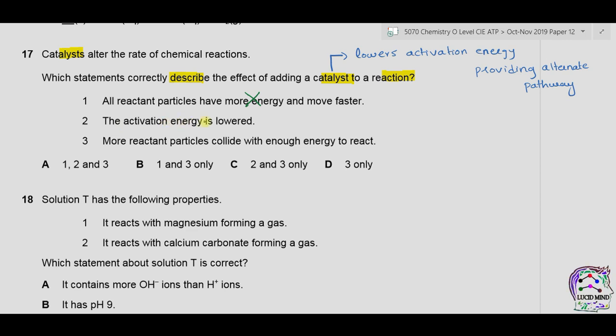2. The activation energy is lowered. This is true because a catalyst lowers the activation energy. 3. More reactant particles collide with enough energy to react. As activation energy is lowered, more reactant particles will be able to convert into product. So this is a true statement. As 2 and 3 are correct, therefore the answer is C.